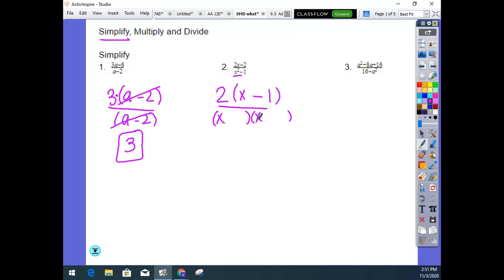X squared minus 1, difference of 2 squares, plus 1, minus 1. If this is a minus here, we have to have a positive and a plus, 1 plus and 1 minus. What can cancel from top to bottom? The x minus 1's cancel, and I'm left with 2 over x plus 1.